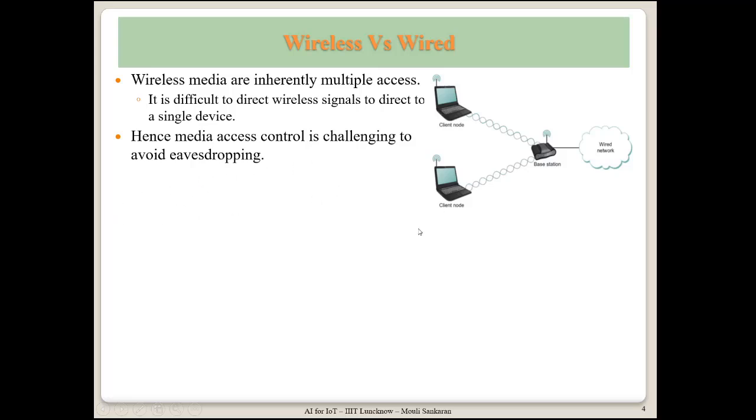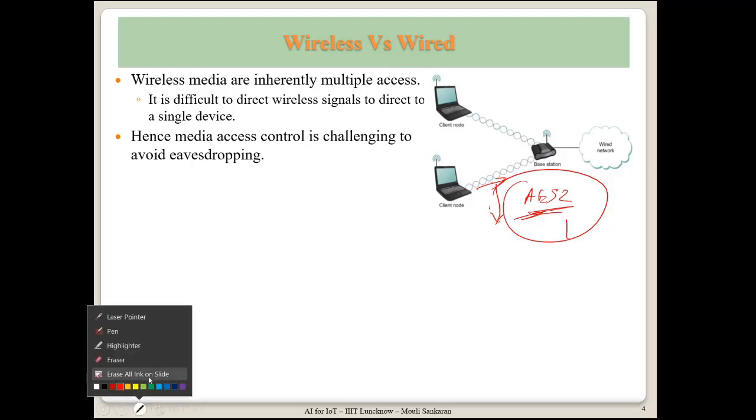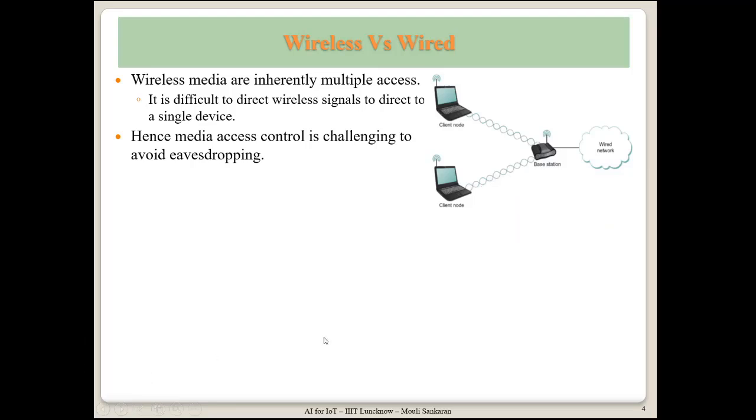Eavesdropping means somebody who is not addressed and who is not supposed to receive the signal may also be receiving the signal, and they will also be processing it. So we need to make sure that our Wi-Fi signals are protected by encrypting them. You might have seen that AES or some protocols will be there, encryption protocols, which are used as a part of the wireless signal, so that nobody else will be able to understand it unless they have the key of the transmitting device, the public key or private key communications.